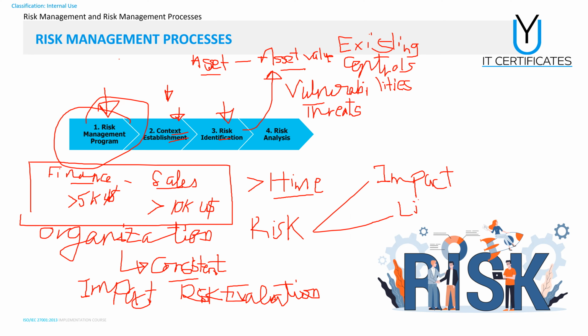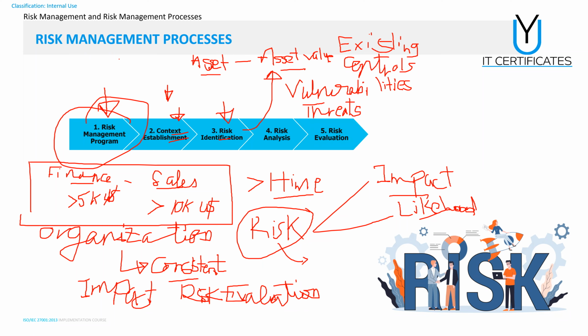And what is the likelihood of this risk? How many times can this risk happen per year, or in any specific time period? Based on this information, when you understand the impact and likelihood, we will be able to define the risk level. As you will see, we will be able to calculate the risk level.